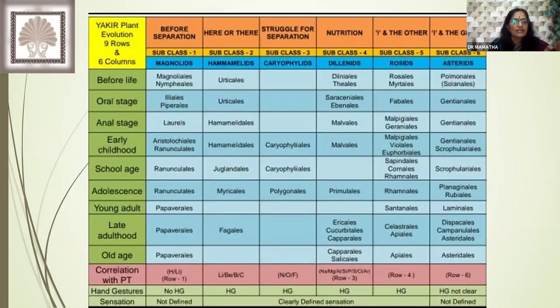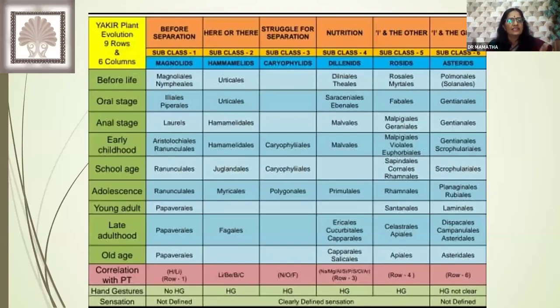So let us see in brief what plant families are covered by these columns. Subclass 1 has what are called Magnolidae. One more thing that I would like to say is that in each column, you have plant families.